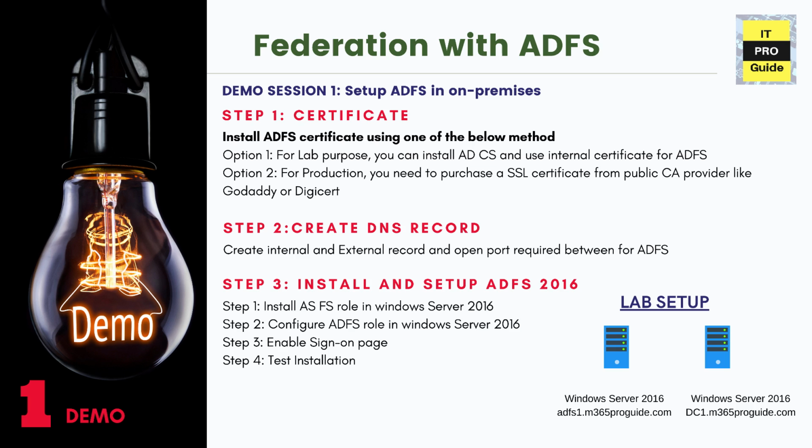In the second step, we have to create DNS records for internal and external, and you need to open the port for ADFS, that is 443. Then in the third step, we're going to install and configure the ADFS role in Windows Server 2019. Then we need to enable single sign-on. Then we need to enable the sign-on page. Then finally, we need to test the installation. Then we're going to complete session 1.